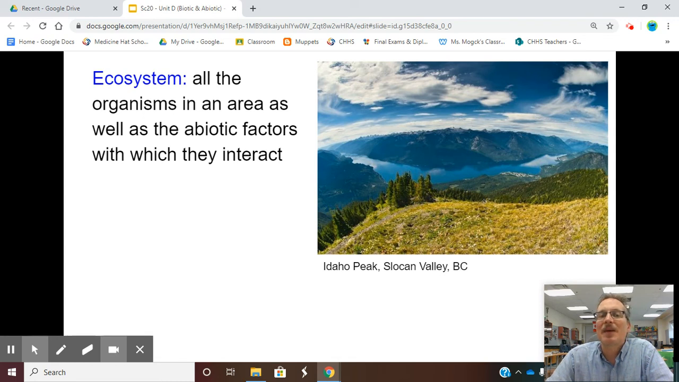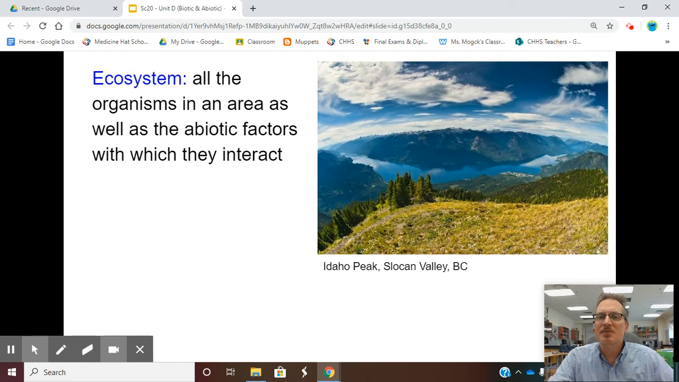So let's define a few terms. And I know we've defined these before in previous courses, but let's define them again to make sure they're clear. An ecosystem is all the organisms in an area as well as the abiotic non-living factors with which they interact. So this is Idaho Peak, Slocan Valley, British Columbia. So mountains would be considered an ecosystem.